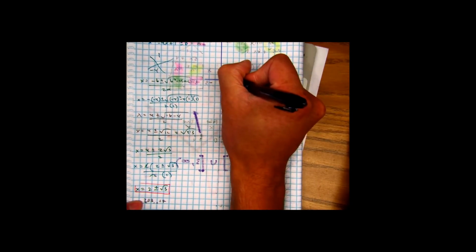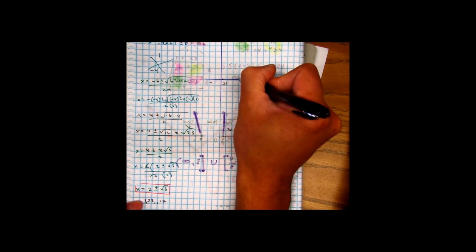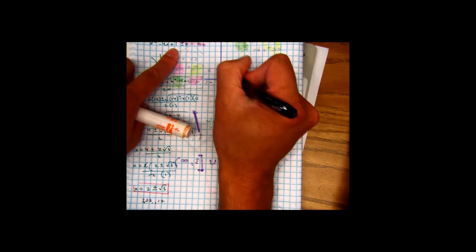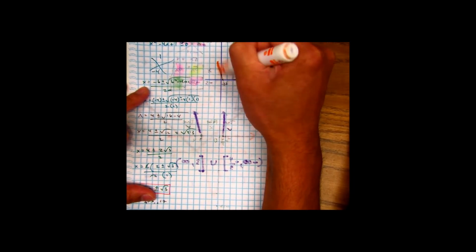Okay? So based off of those two numbers, 0.27 and 3.73, I got a C value of 1. A value is positive, so it's going to open up. So my graph should look something like this.